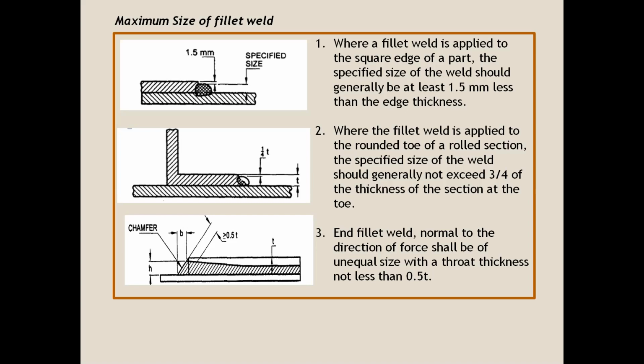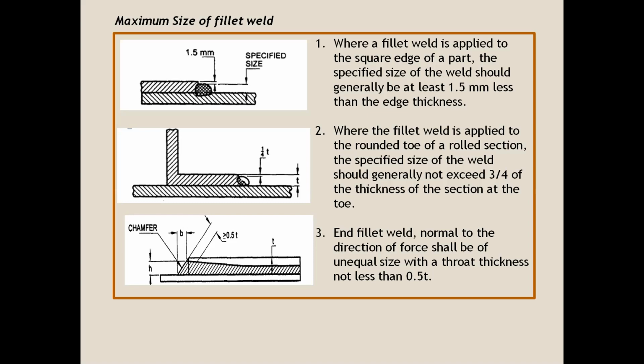And the second one, where the fillet weld is applied to the rounded toe of a rolled section, the specified size of the weld should generally not exceed 3/4 of the thickness of the section at the toe. That is 3/4 into T; for the rounded toe of rolled sections you have to maintain not exceeding 3/4 of the thickness.